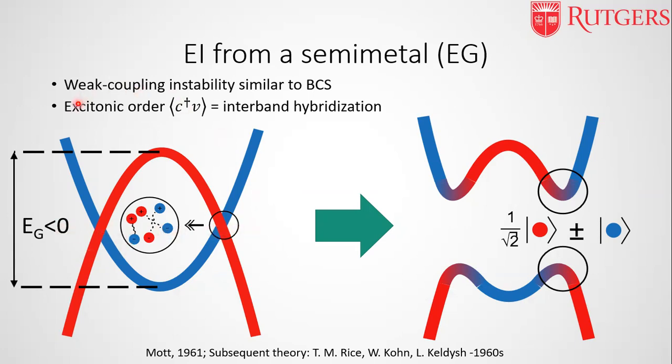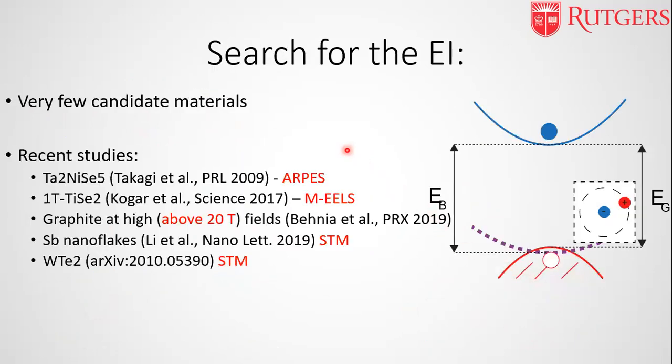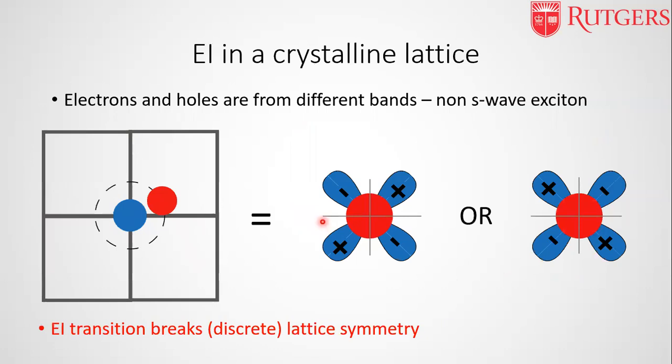And in that case, it has been realized that the excitonic order parameter actually corresponds to a hybridization between these two bands, opening a gap by hybridizing them in a way similar to the BCS instability. So theoretically, this state has been proposed back in the 60s, but since then, there have been only a few candidate materials. And on each of these materials, there are only a few studies suggesting that it might be an excitonic insulator.